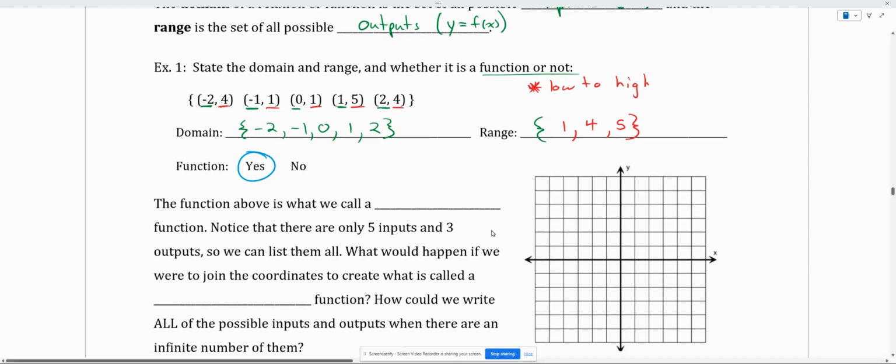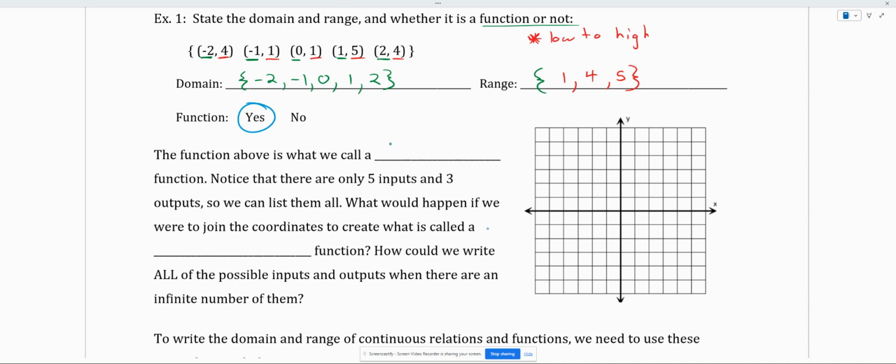All right, now this function above is called discrete. Sorry, it's supposed to be an I. Let's rewrite that. Is discrete. And notice that there are only 5 inputs with 3 outputs, so we can list them all. So let's actually graph these, okay? So I'm going to take each of these coordinates, I'm going to graph them, and it's called discrete because they're separate coordinates. They're not joined with a smooth line or a continuous curve.